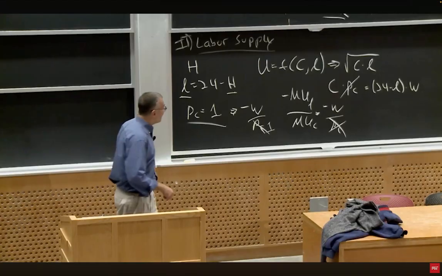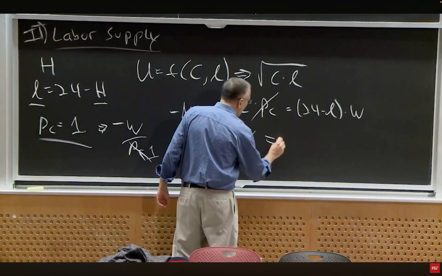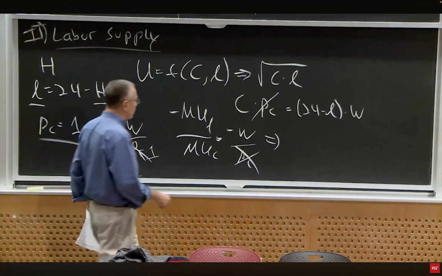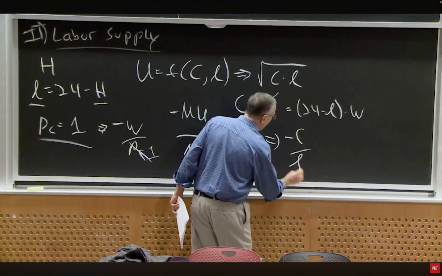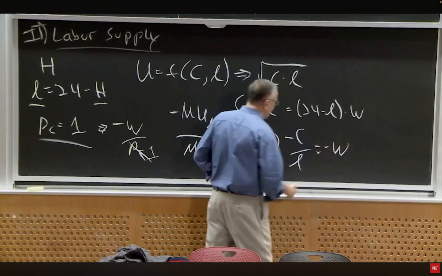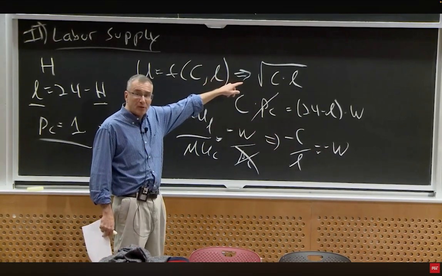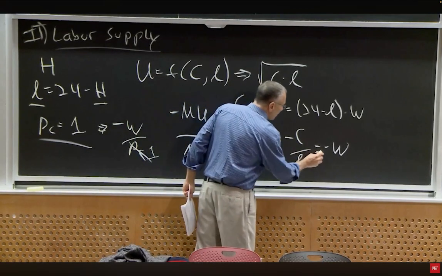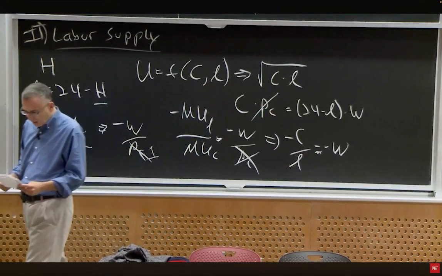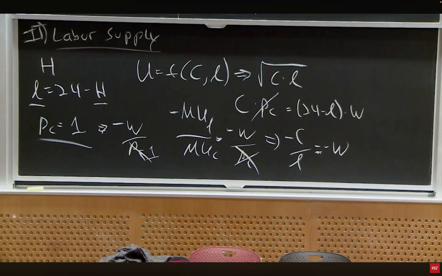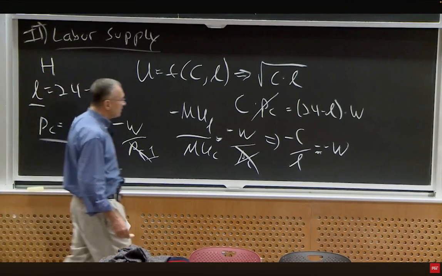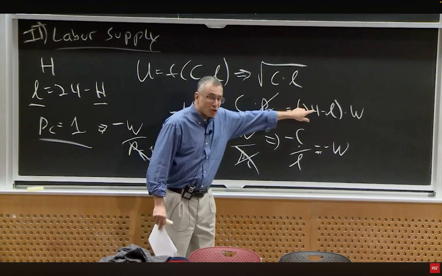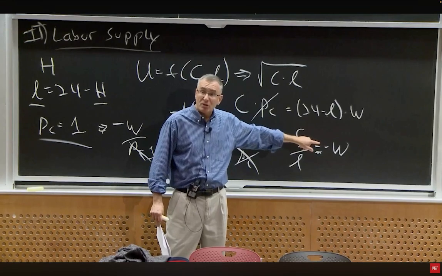Okay? Given the square root function, we know how to solve this, which is we know that this ratio of marginal utility is going to be minus C over L. So we can set minus C over L equal to minus W. To solve this, just plug in marginal utilities. We've done it a million times for the square root function. Okay? So that's your optimization condition, that minus C over L equals minus W. We can then plug that into the budget constraint. We have two equations and two unknowns. This is the budget constraint. This is the optimization condition. So it's two equations and two unknowns.